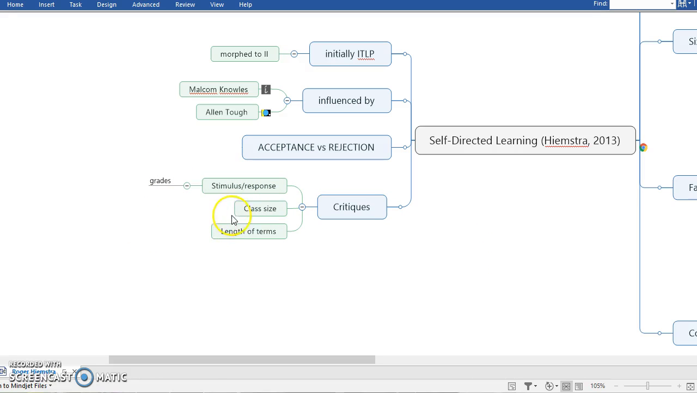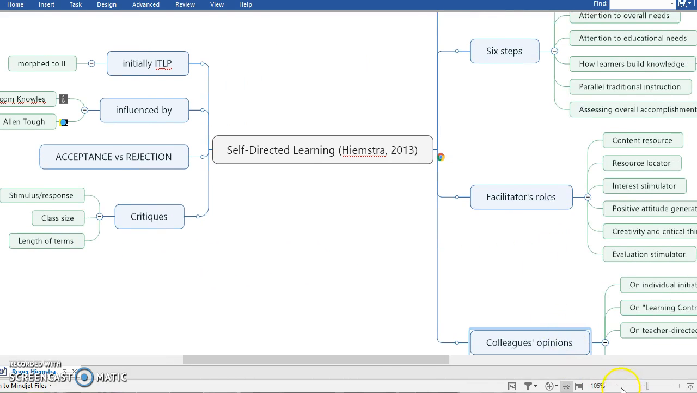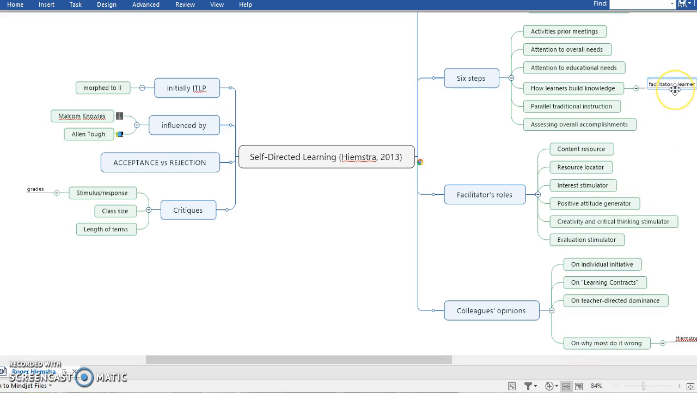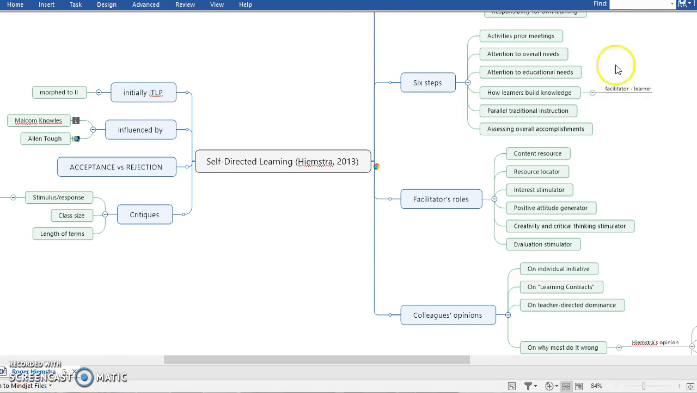Class size is highly important because it is very hard to get this facilitator-learner relationship if there are 30 or more students, because the facilitator has to be in constant conversation with every single learner. So class size is very important, and also the length of terms. Also because of this relationship, sometimes academic terms are very short and there's no possibility of building a good relationship. So the facilitator doesn't have enough time to provide good resources, materials, and keep track of learners in terms of evaluating them and being a stimulator.